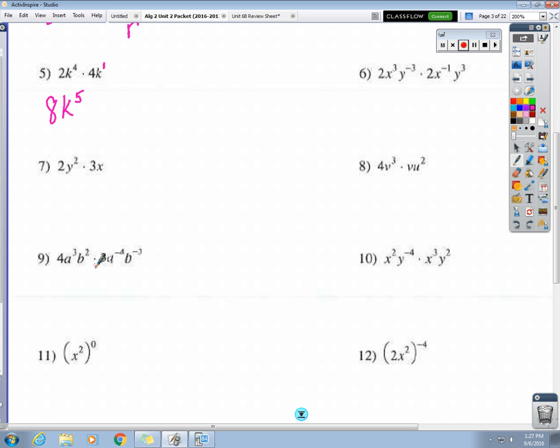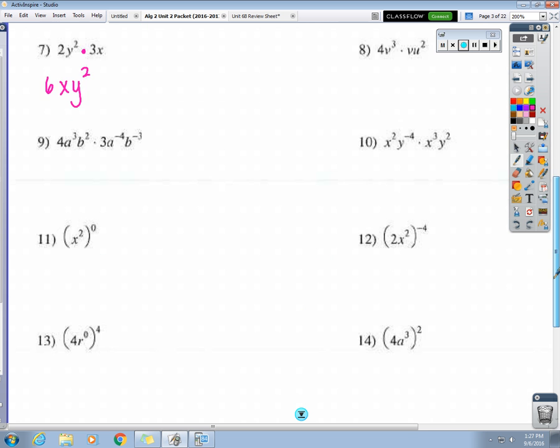Okay, number 7. What should I do first? Multiply the 2 and the 3, right? Because this is a multiplication problem. The only thing you add is exponents. So 2 times 3 is 6. Now, do we have the same base for both variables? No. So you can't combine them. You just either need to write y squared x or xy squared. I normally just try to alphabetize them. But it would have been okay had you written y squared first and then x.